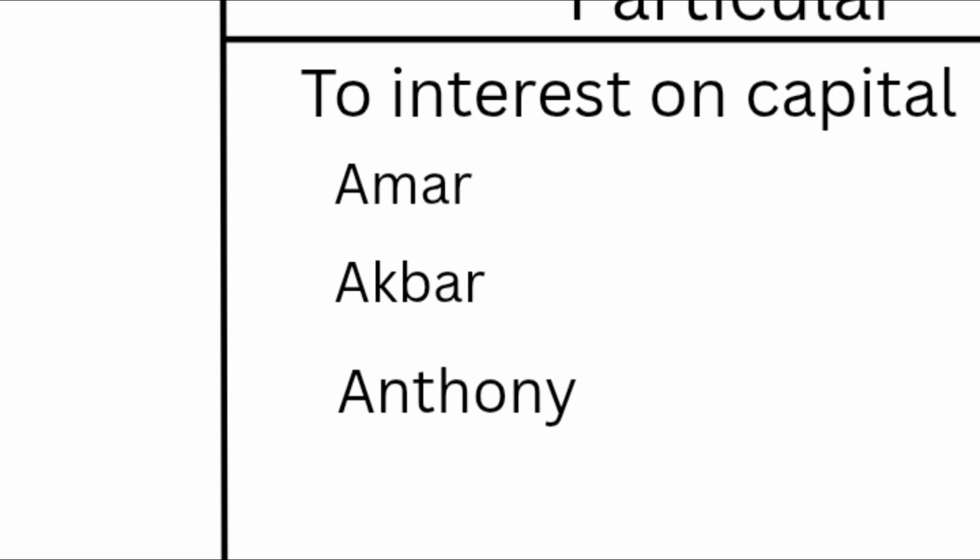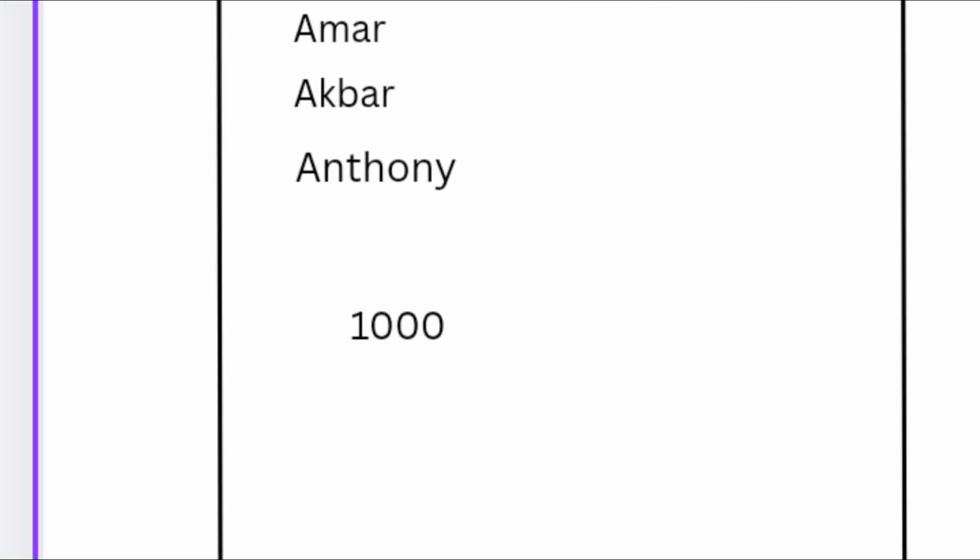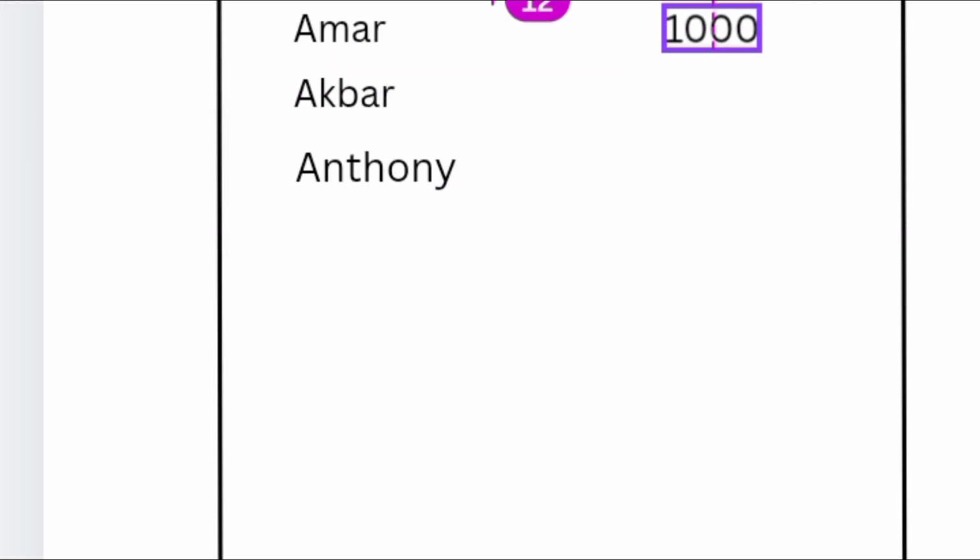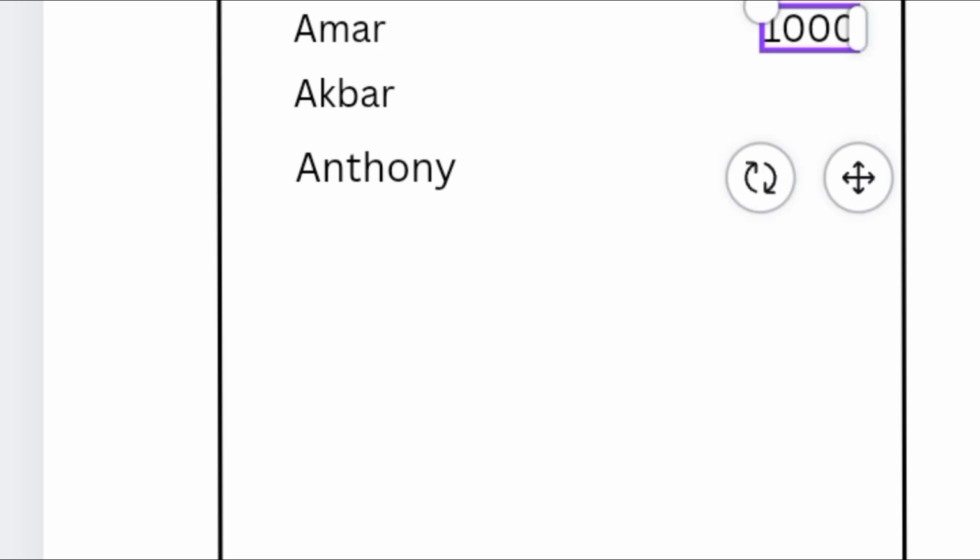From the question, it says Akbar contributed 20,000. So 5% of 20,000 is 1,000. So the interest of Akbar is 1,000.